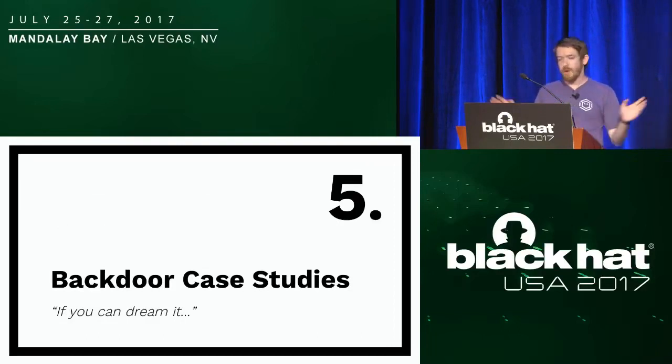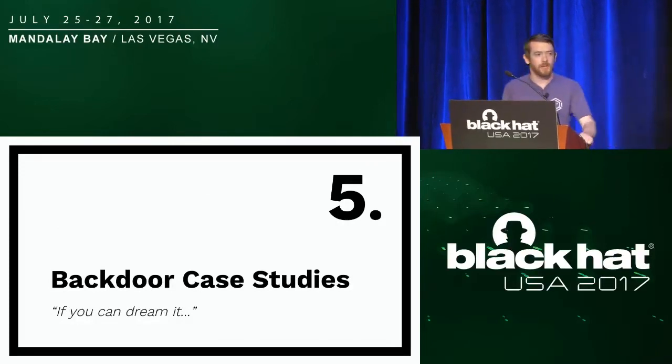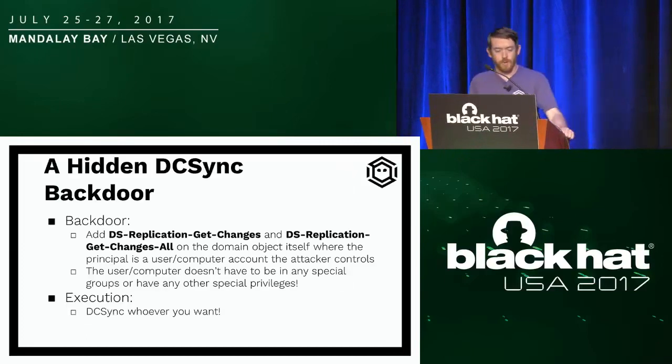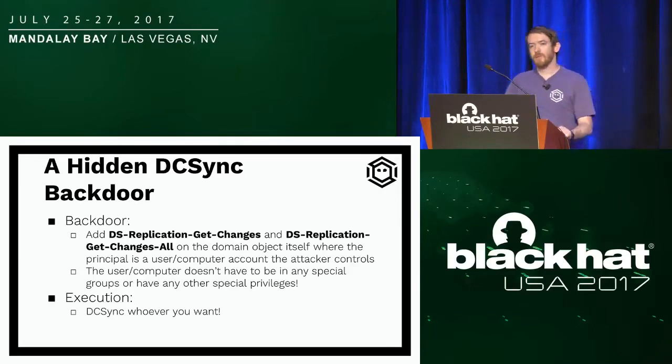We already have more ideas after you put the deck together. There's infinite possibilities on how you could design these chains of malicious ACEs. So the very first one, pretty easy. I talked about those DC sync privileges. What the attacker does to implement the backdoor is add DS-Replication-Get-Changes and DS-Replication-Get-Changes-All to the domain object itself, where they are the principal, or a user they control is the principal.